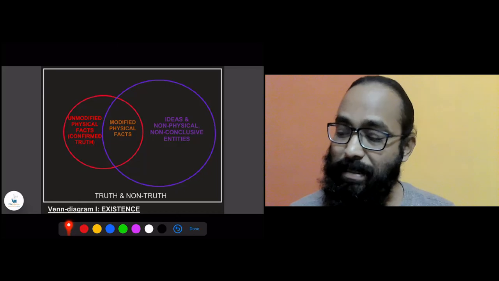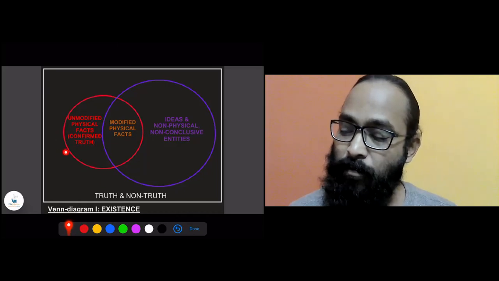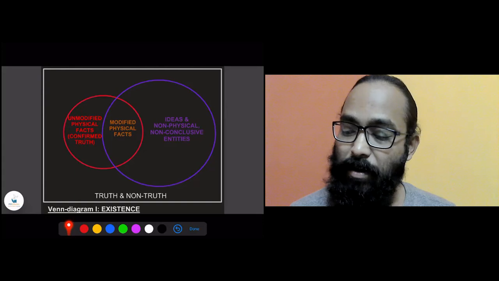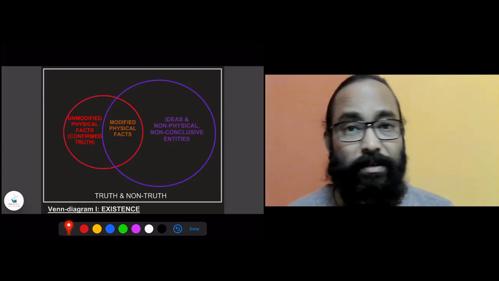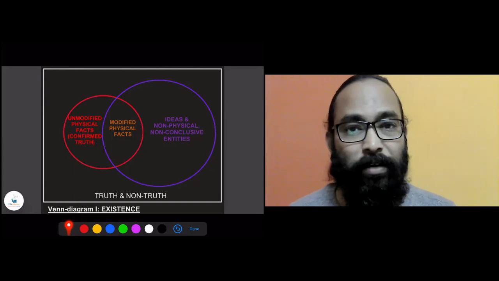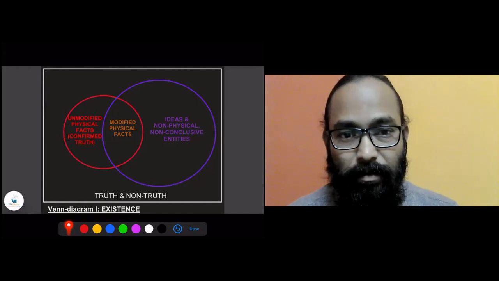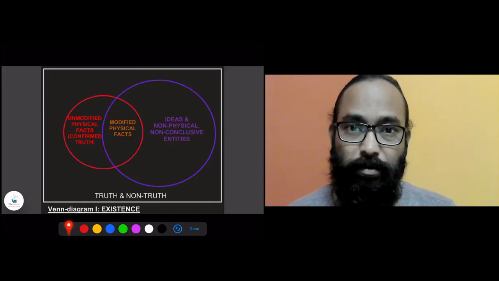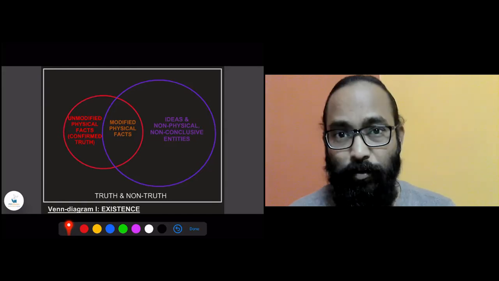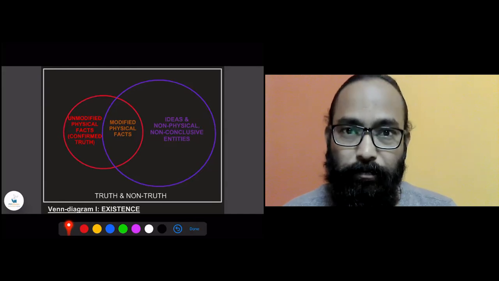Now we need to understand some portion of that red circle is called unmodified physical facts or confirmed truth. So we just understood the meaning of tendency. Now this particular unmodified physical fact is nothing but tendency based truth, which is a confirmed truth. Like we talked about mango. Mango is definitely a confirmed truth if it is naturally grown.